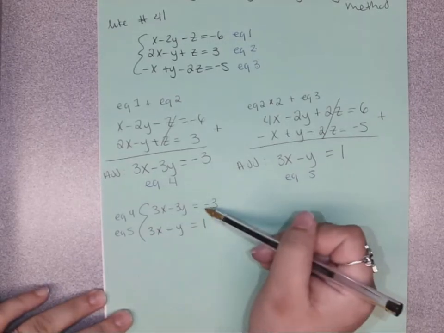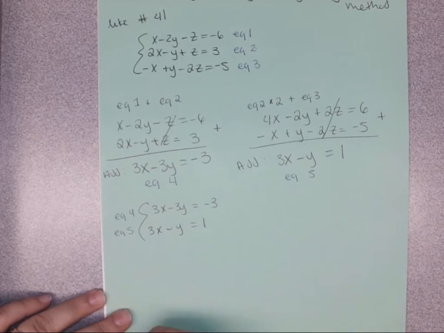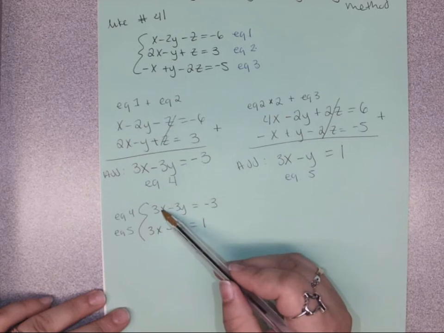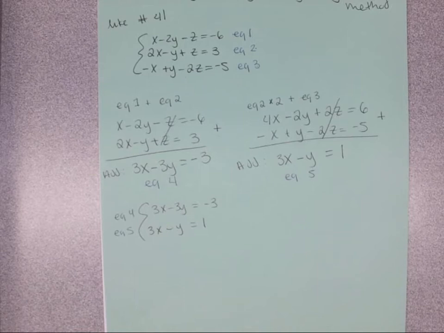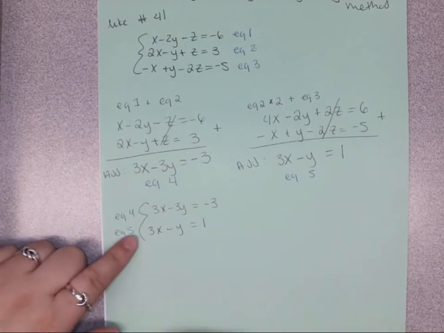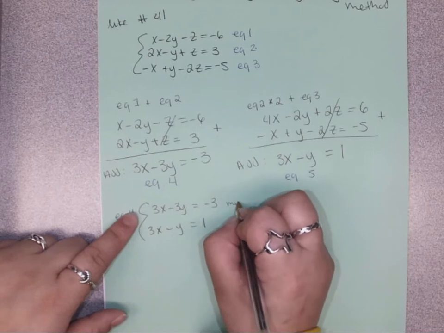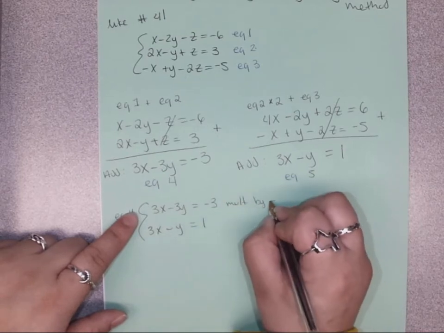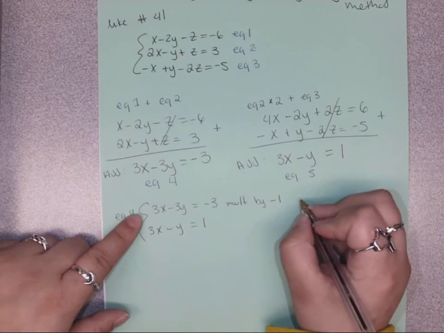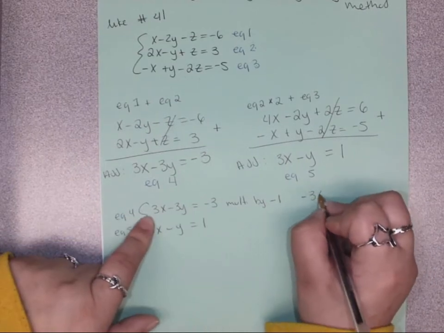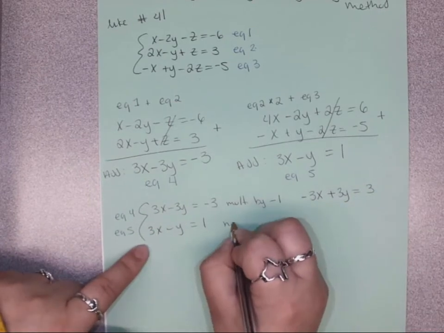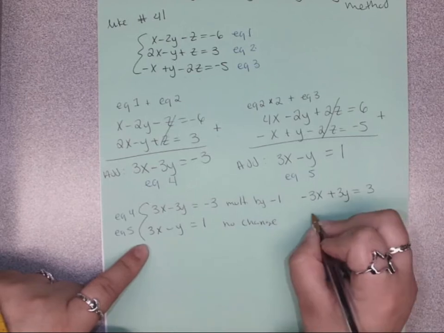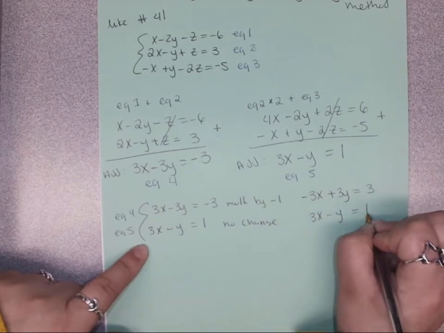In this case, I'm going to use the addition method, and let me tell you the reason why: you can see here I already have a positive 3x and a positive 3x. So I can get one of those to become negative by multiplying by negative 1. You can take either one. I'm going to take this first one and multiply it by negative 1. So everything gets multiplied by negative 1. I get negative 3x plus 3y equals positive 3. I'm not going to change my second one, so I'm just left with 3x minus y equals 1.